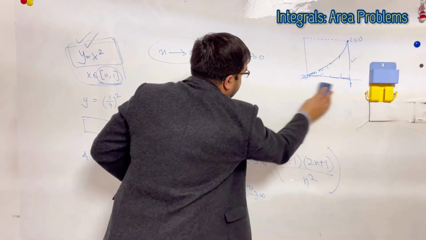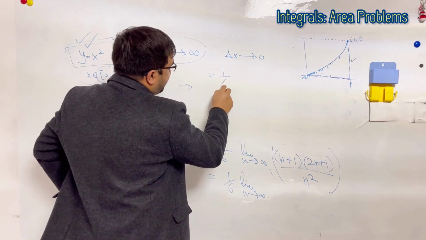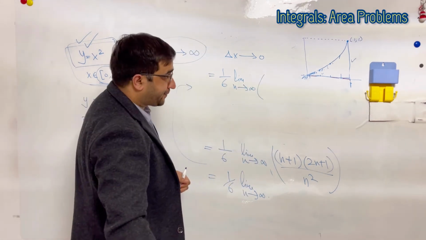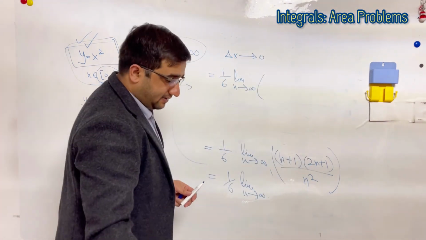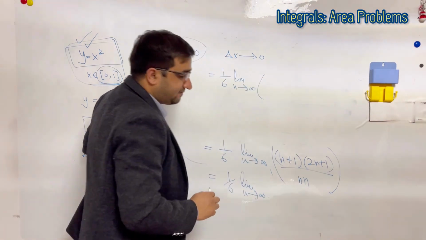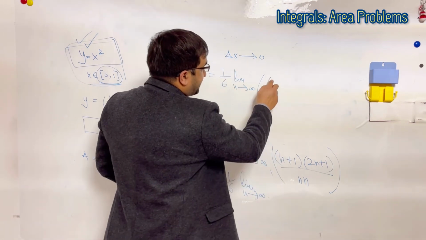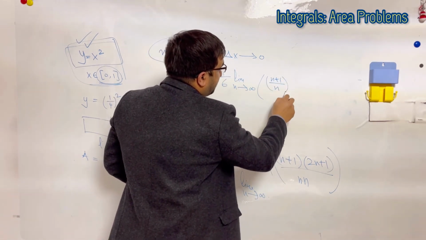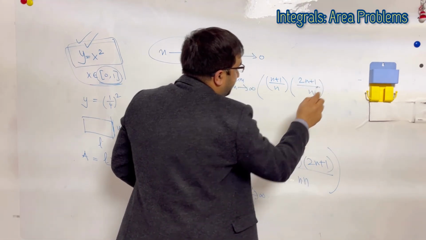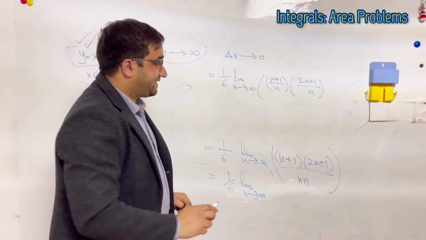The manipulation is coming here. It is 1 by 6 limit n goes to infinity. These are n square, means it is n dot n, right? Okay. I can write it like this. So I am picking up one n with this, n plus 1 divided by n, and I am taking the other n with this guy, 2n plus 1 divided by n. Still it is the same, just I have separated them like this.